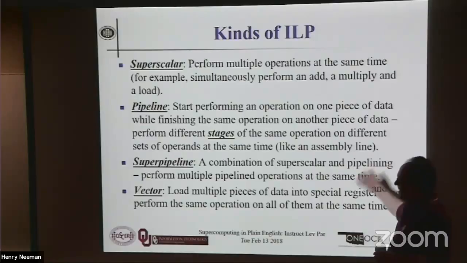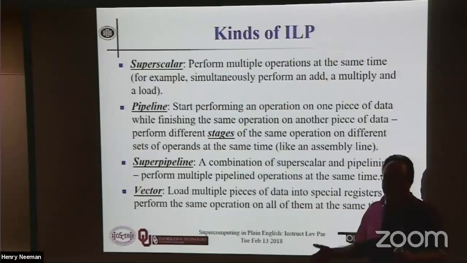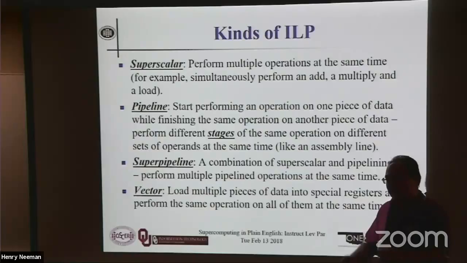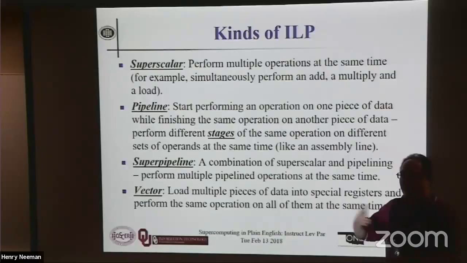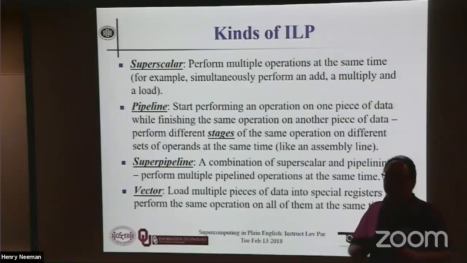Pipelining means I'm going to take a series of actions that are the same action on different data, and I'm going to break them down into stages, and I'm going to do each of those stages with different data at the same time. So this will be like an assembly line, like a bucket brigade. Everybody is doing the same thing over and over, but with different pieces of data. Super pipeline is where I'm going to have multiple pipelines going on at the same time. So it's a combination of superscalar and pipeline. And then vector is where I'm going to actually have hardware that's designed to work on multiple pieces of data, doing the same operation on multiple pieces of data at the same time.